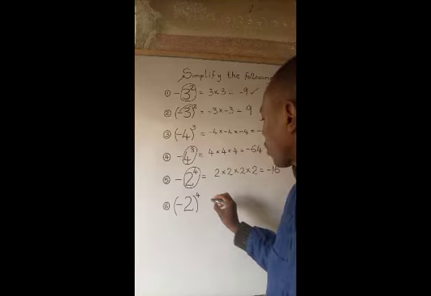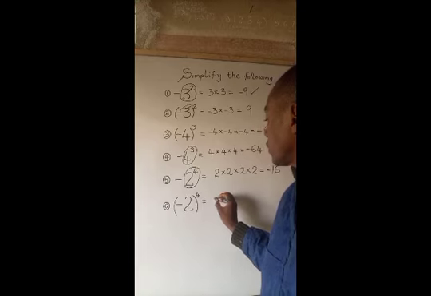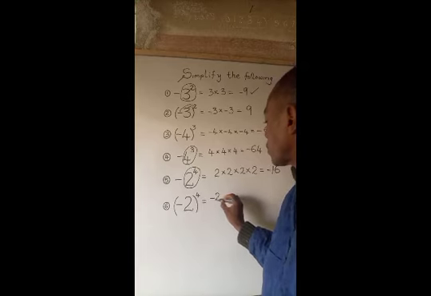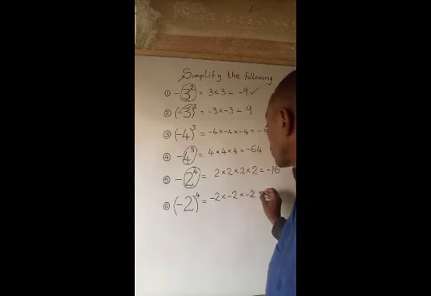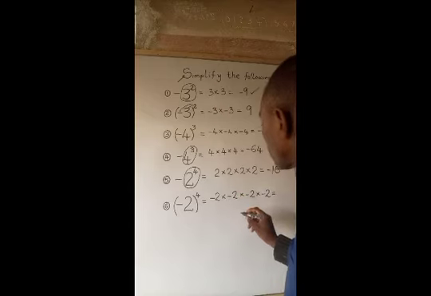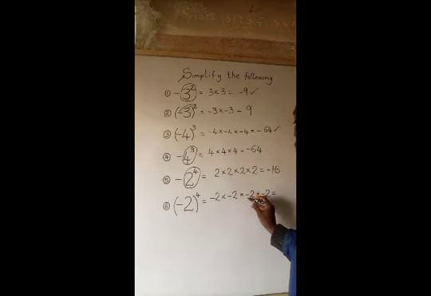We move to the last but not the least. We have minus 2 times minus 2 times minus 2 times minus 2, which is equal to minus times minus will give us plus, plus times minus will give us minus, minus times plus will give us what? Plus. You now multiply 2 into 4 places, it will give us 16. So that is it.